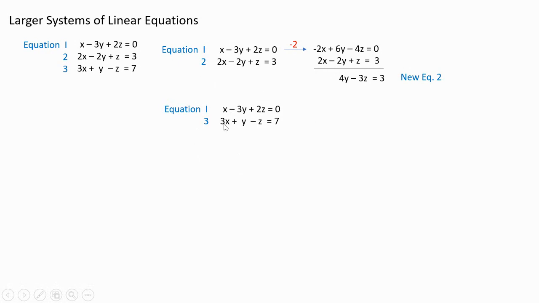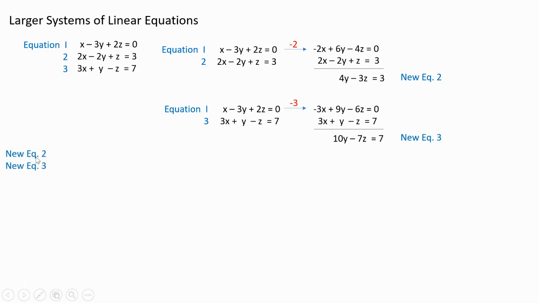But if you notice, this is a 3 on equation number 3. So I'm going to multiply equation 1 by negative 3. So after I multiply negative 3 times every term, we get negative 3x plus 9y minus 6z equals 0. The equation number 3, we just bring it over or slide it over, and then we just add them. You see, the x's are eliminated. So this is my new equation number 3, which is 10y minus 7z equals 7.